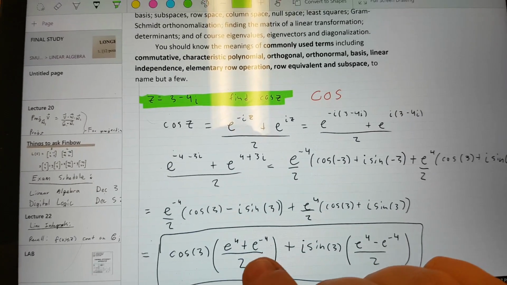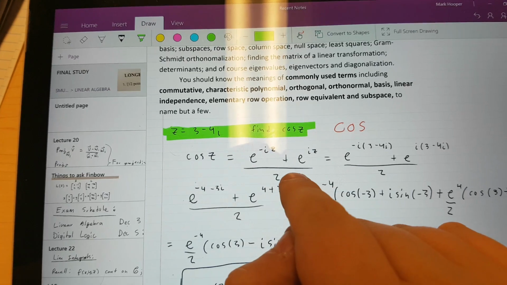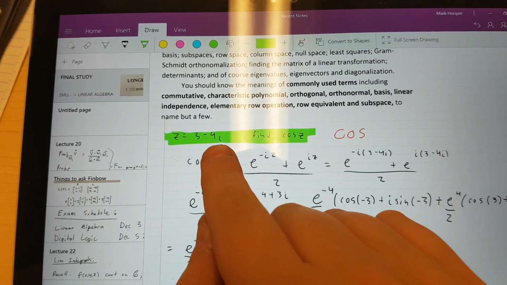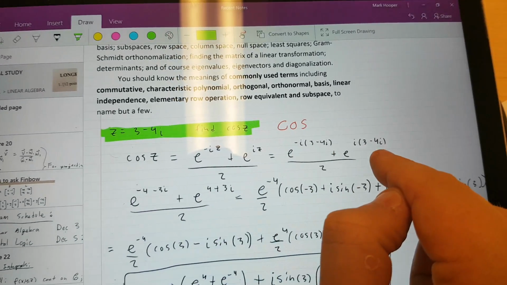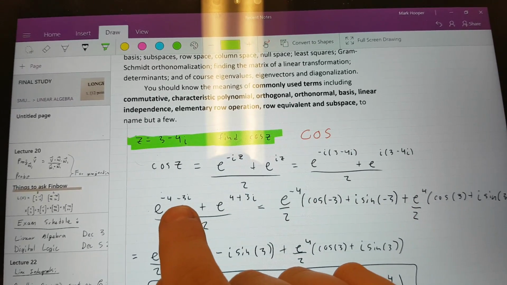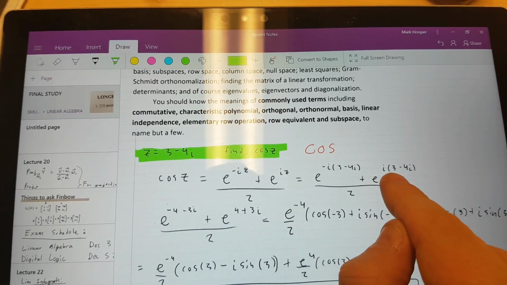So the cosine of a complex number is given by this formula. That's one of the ones you just got to remember. We were given this complex number, 3 minus 4i, so we're just going to plug in z here. Then we distribute that negative i over to here to get this, remembering that i is the square root of minus 1, and distribute this i to here.